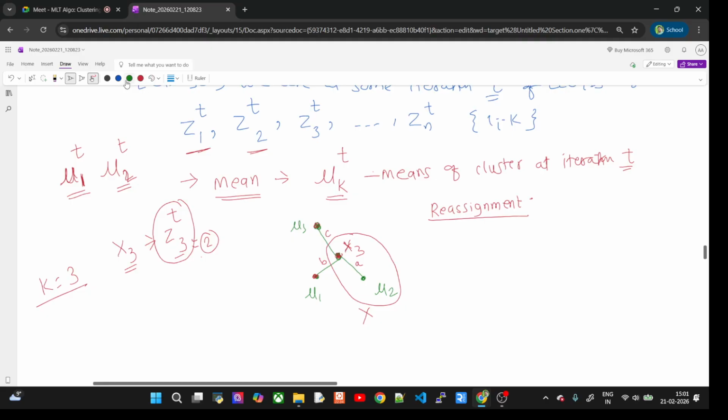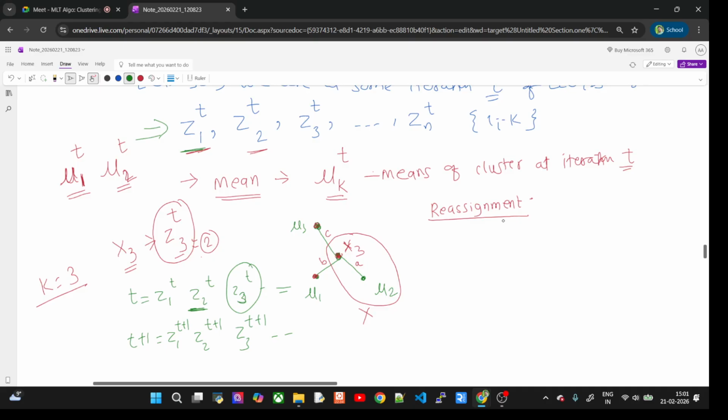What happened now? In the first iteration you have z1 of t. This is your cluster indicator at the t-th iteration. At the t-th iteration you have z1 of t, z2 of t, z3 of t, and so on. But this point says, I am not happy, I need to jump to another cluster. It means he wants to go to the next iteration, t plus 1, and that will be another value. z3 of t plus 1 has another value, z2 of t plus 1 and z1 of t plus 1 as well. So they have different values.